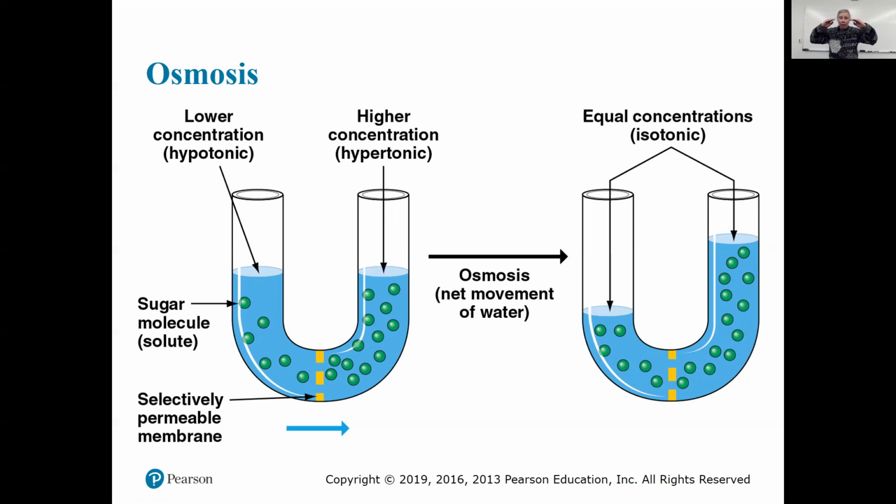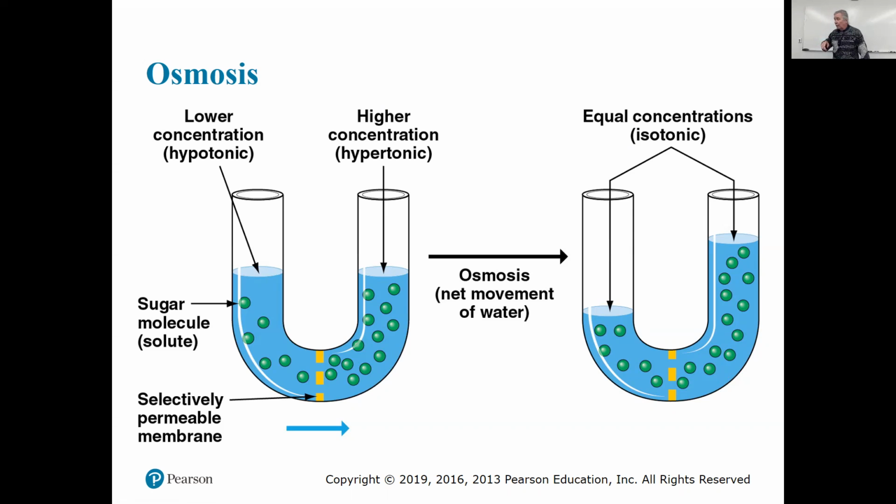And the level of water on the left will drop and the level of water on the right will rise. And this is called osmotic pressure. Osmotic pressure is the force caused by the movement of water along its concentration gradient. And it's a very important force, as I mentioned.